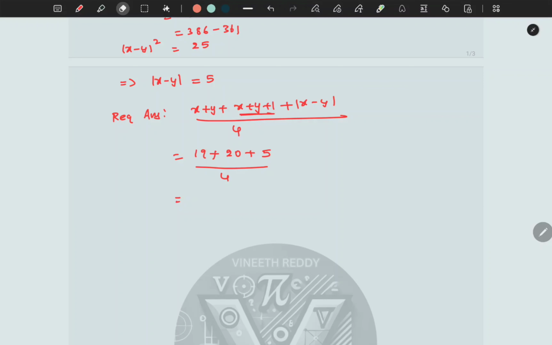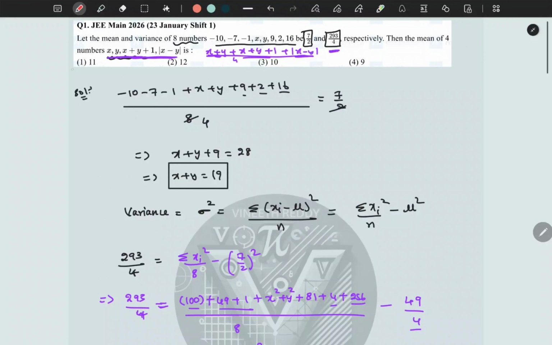25 plus 19, I think it is 25 plus 20 is 45. So minus 1 is 44. 44 divided by 4 should be 11. So that means the required answer is 11. That's it. Option 1 is correct. Now let us go to the next question, dear students.